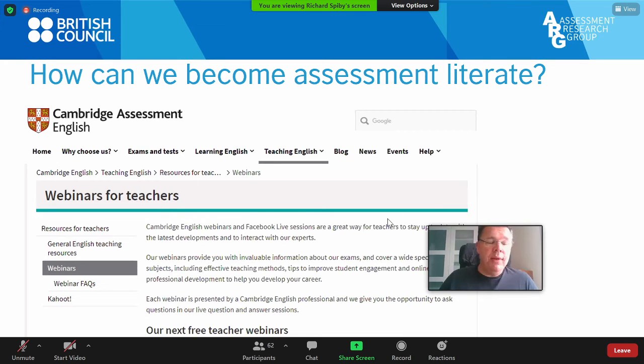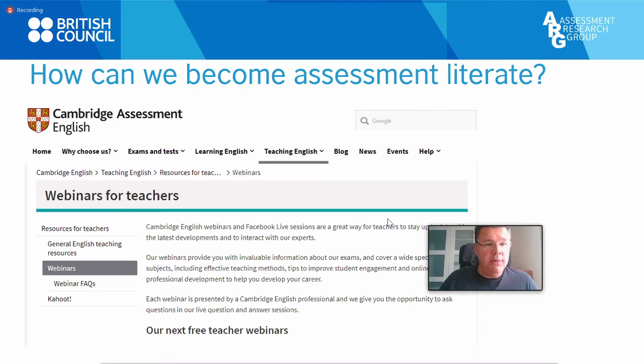Again, Cambridge Assessment English. Not so many resources here, but they do have webinars for teachers. And of course, they do have lots of information about their tests. So if you're teaching people who are going to take a Cambridge test, CET, PET, or IELTS, or First Certificate, or one of those, then do go to this website as well.